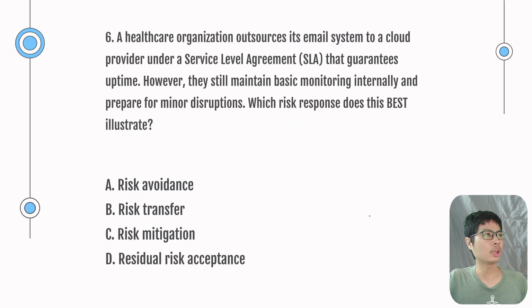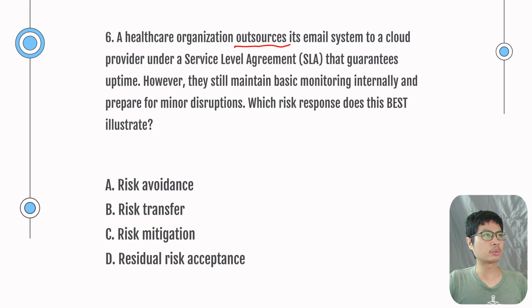Okay, question 6. A healthcare organization outsources its email system to a cloud provider under an SLA that guarantees uptime. However, they still maintain basic monitoring internally and prepare for minor disruptions. Which risk response does this best illustrate?